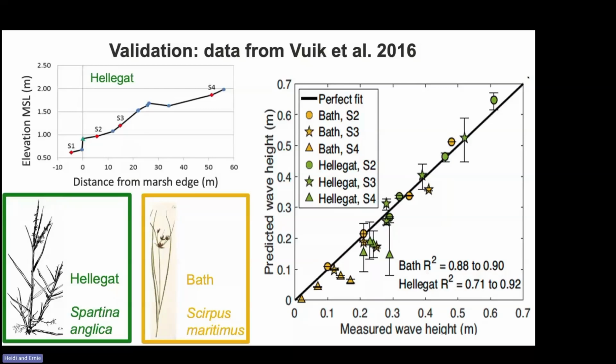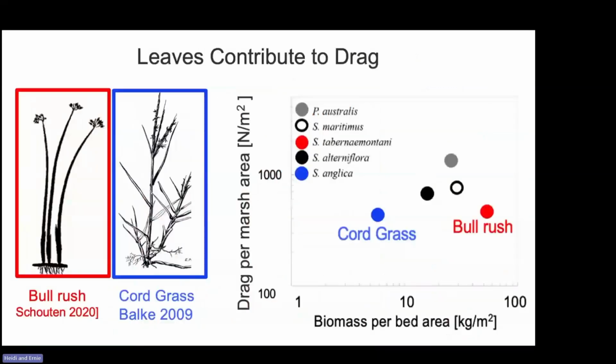And this plot of predicted versus measured wave height shows that the model did a good job predicting the wave evolution. And I emphasize that there was no calibration of drag coefficients. Having validated the model, we can use it to explore the impact of morphology and understand some general trends that should be considered when modeling marshes.